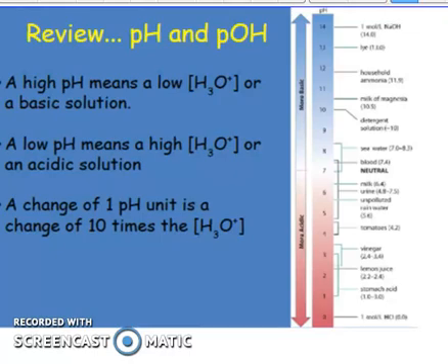Okay, so just to review what pH and pOH are, we've already looked at this a little bit so far. A high pH means you have a relatively low hydronium concentration. Remember that hydronium really is inversely related to pH, meaning the higher the hydronium concentration, the lower the pH will be, which means the stronger the acid is.